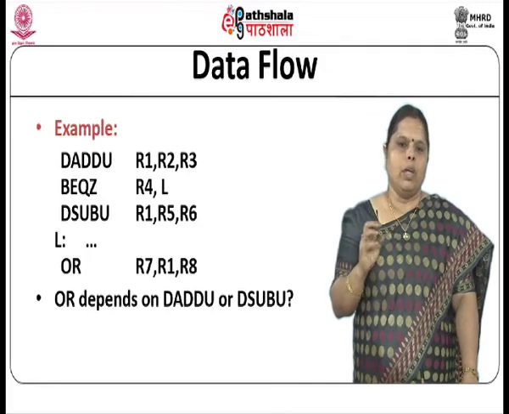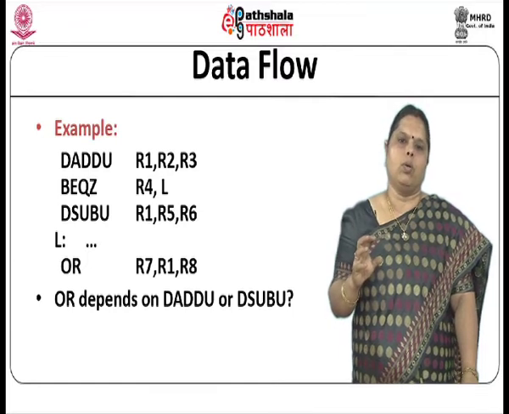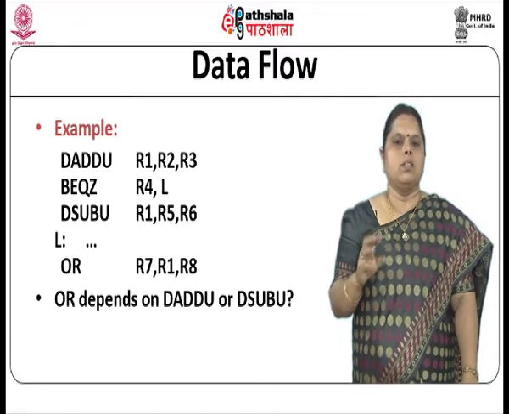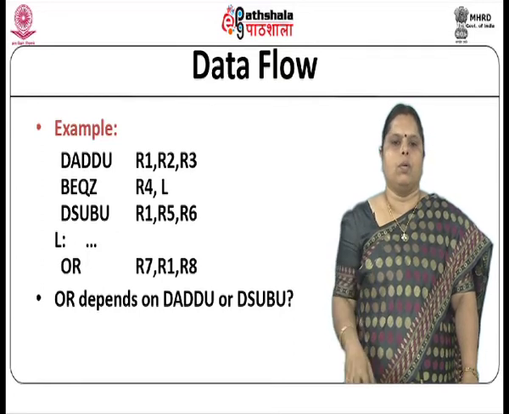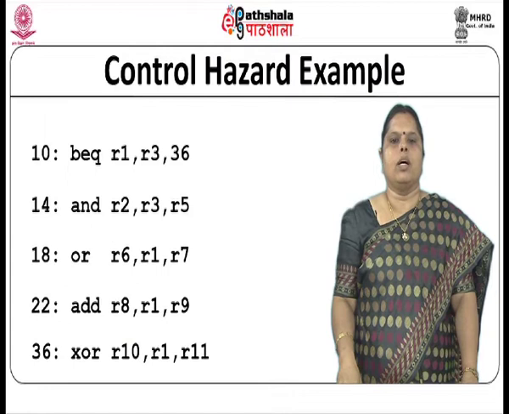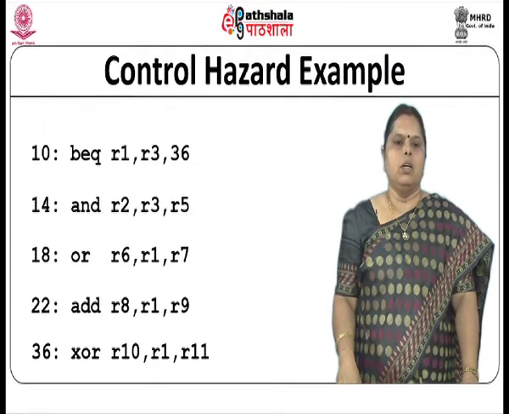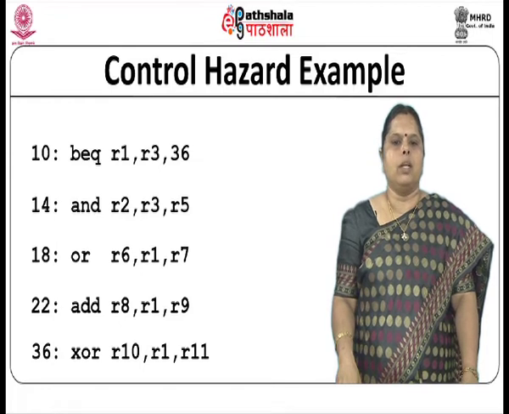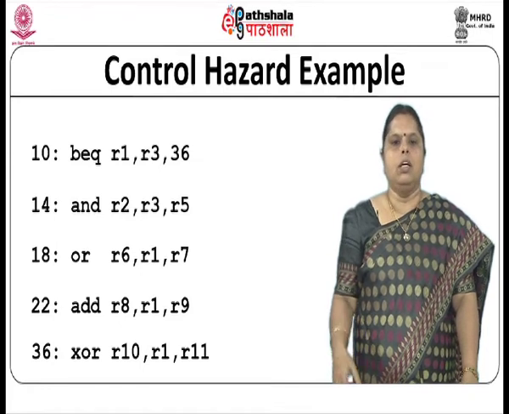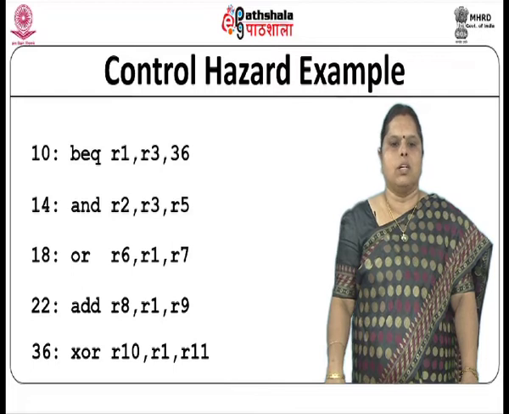These are the two main issues that you will have to look at when you are looking at control dependencies. The data flow will have to be preserved and the exception behavior will have to be preserved. So, we look at a control hazard example here. The first instruction is a branch instruction which compares the registers R1 and R3 and shifts control to a label 36.